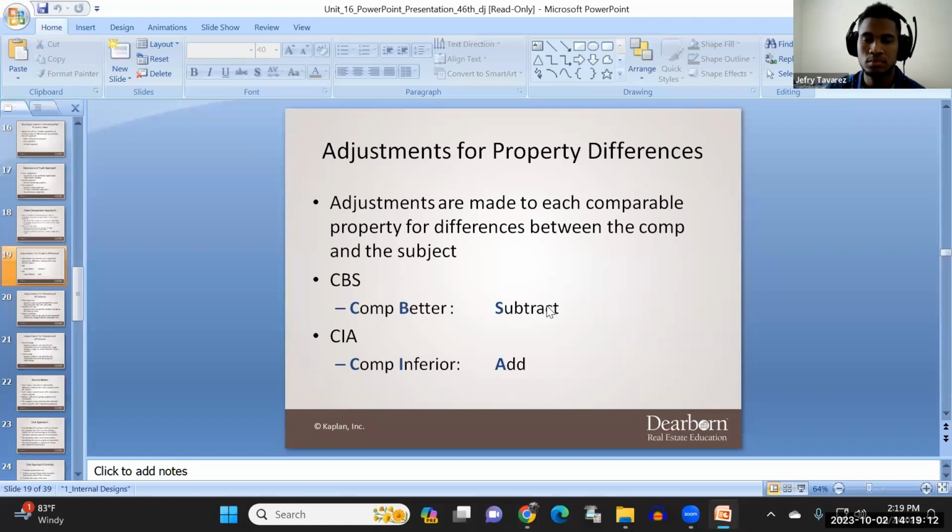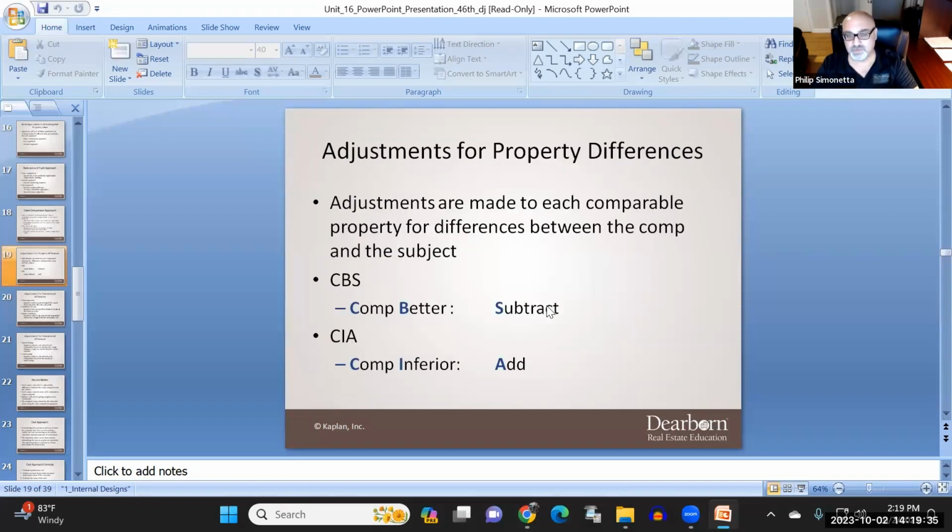So let's look at the adjustments. What you have to remember, the adjustments are never made to the subject property. Adjustments are made to the comps. The subject property never changes. So if the comp is better, a subtraction is made on the comp. If a comp is inferior, something is added to the comp.